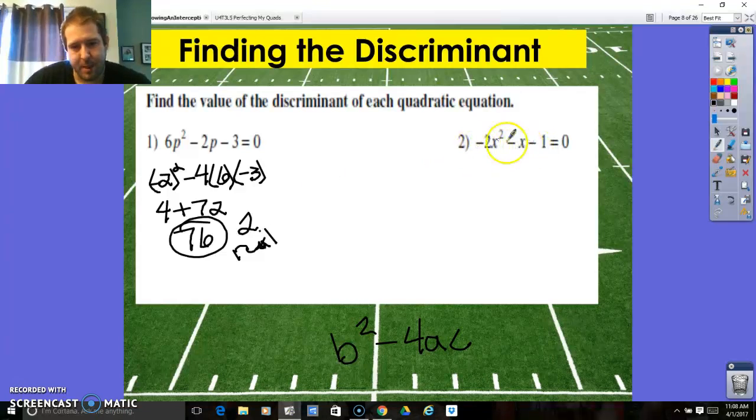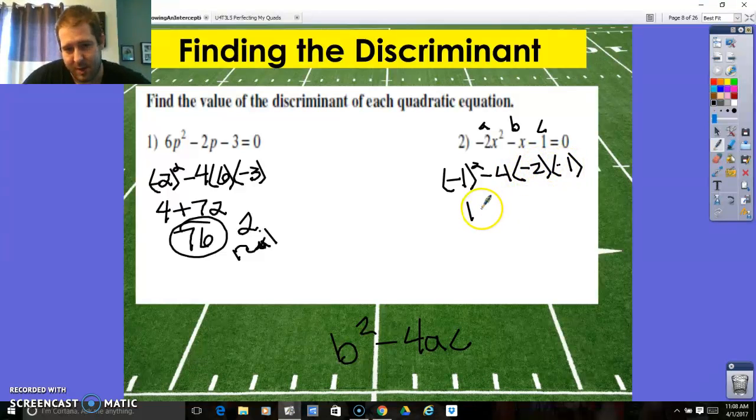a positive number. A in this case is negative 2, B is negative 1, and C is negative 1. B is negative 1, so that's negative 1 squared minus 4 times A, which is negative 2, times C, which is negative 1. Negative 1 squared is 1. Negative 4 times negative 2 is positive 8, times negative 1 is negative 8. Let me just double check that. Yes, that's 8, and that's negative 8. So 1 minus 8 is negative 7.